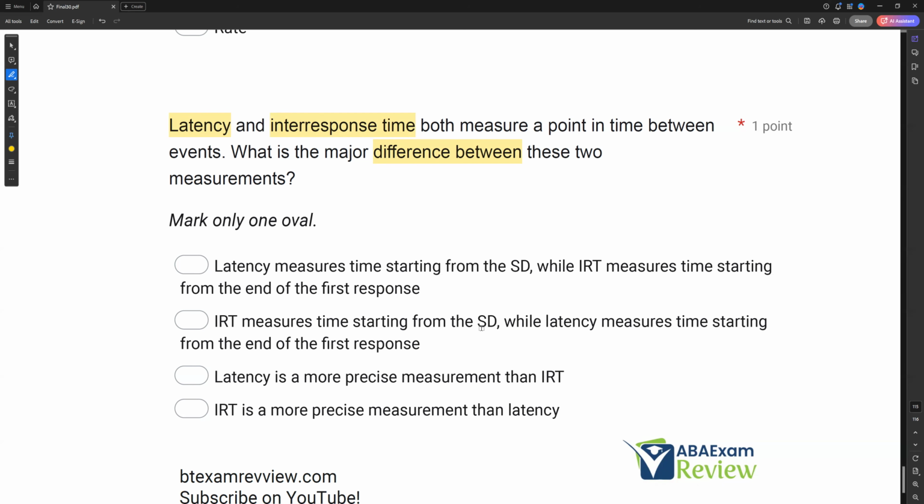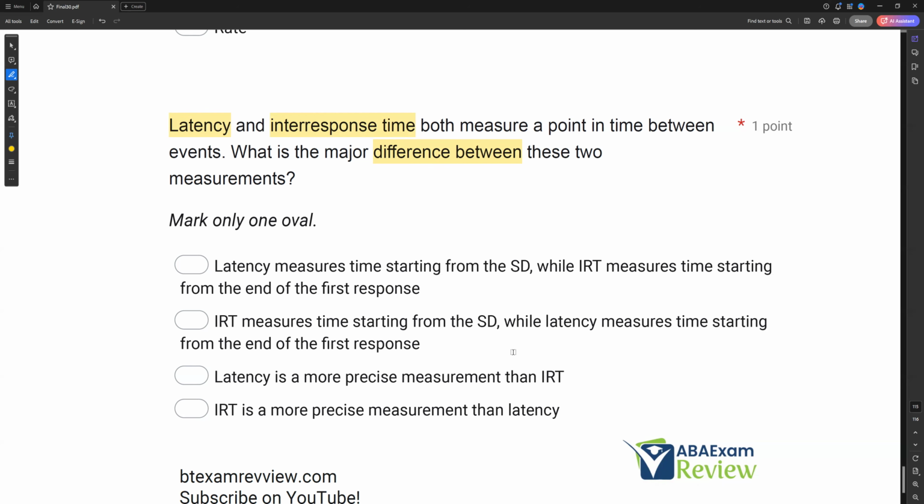IRT doesn't start from the SD. IRT starts from the end of the first response. And so you've got to read very, very carefully here, right? And it's very important on the exam that you are actually reading and taking your time, okay? If you practice enough, if you watch enough videos, if you use our study guides or exams, you will get to the point where you're going fast because accuracy produces speed.